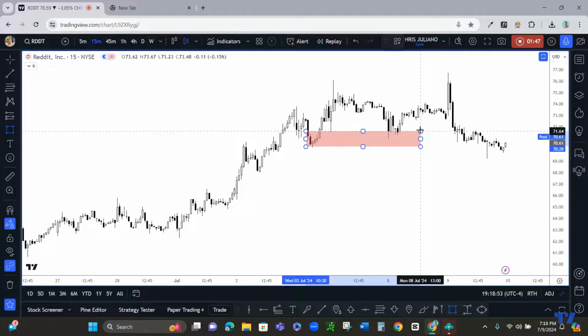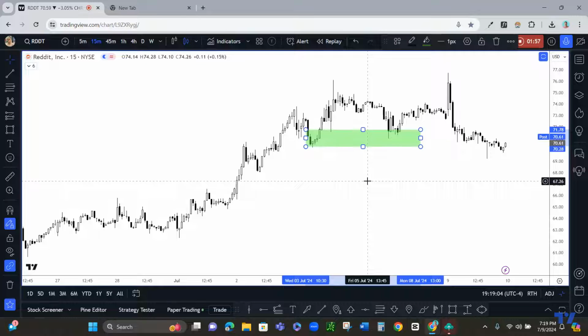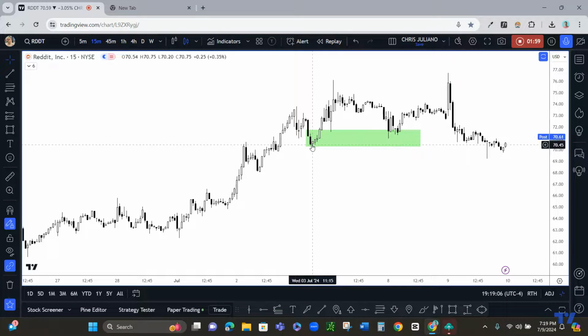Sorry about that, guys. My mouse here is being a little glitchy. So right there, and we're going to make this green because it's a demand zone. So here you have a drop base rally. This is a drop base rally with 3 basing candles. And what did it do? Broke out to the upside.